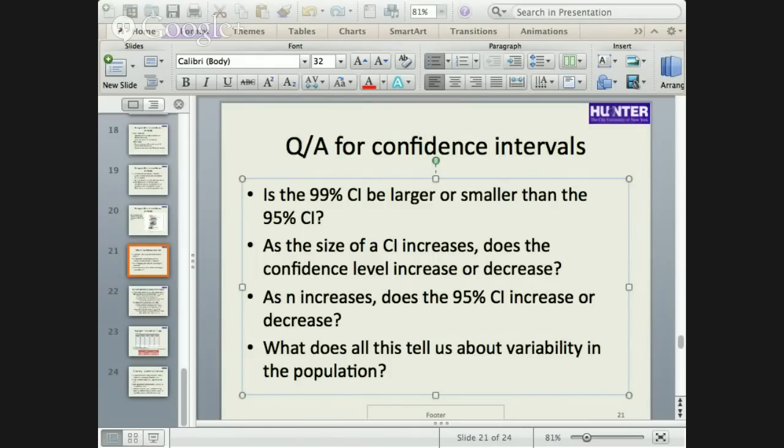Yeah, so the larger, that was the 99% confidence interval. It is indeed larger than the 95% confidence interval. So the votes were correct.